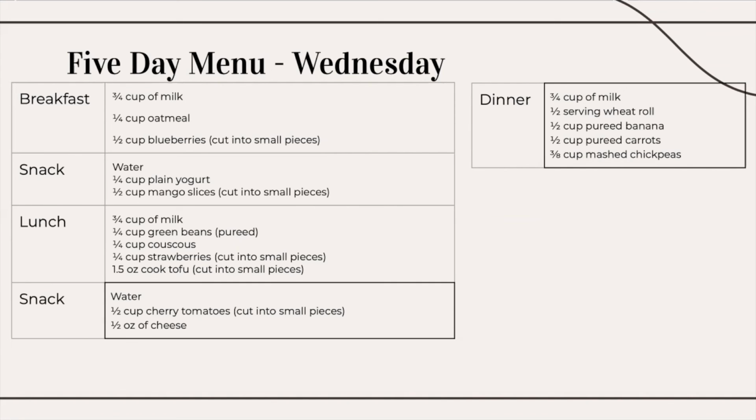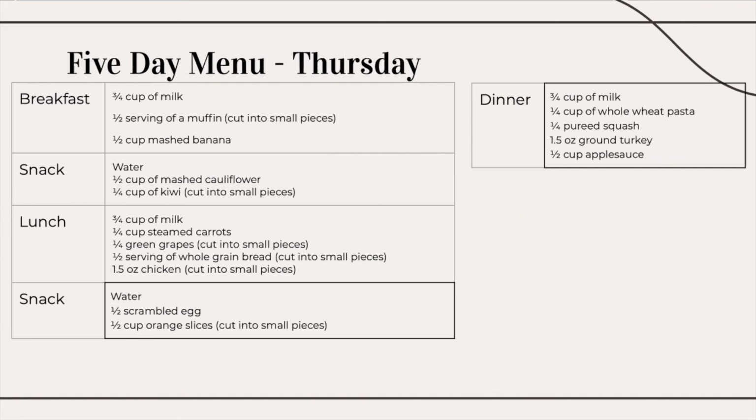For a snack, I said water, half a cup of cherry tomatoes cut into small pieces, and a half an ounce of cheese. And for dinner, I said 3/4 of a cup of milk, half a serving of a wheat roll pulled apart, half of a cup of pureed bananas, half of a cup of pureed carrots, and 3/8 of a cup of mashed chickpeas.